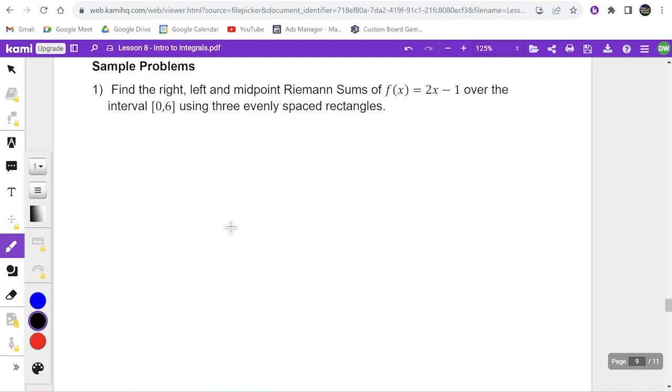I want you to do the left Riemann sum on your own, and once you get that, you can either stop or keep going. I'm going to give you about a minute to do that. If you're watching the recording, just pause the video, and then we're going to cover it together, and we're going to talk about it. So go ahead and give it a try.